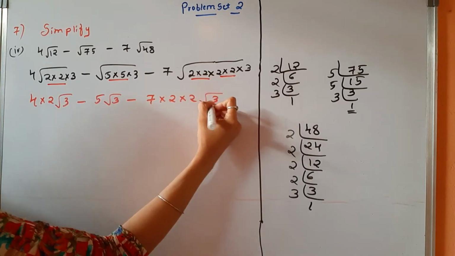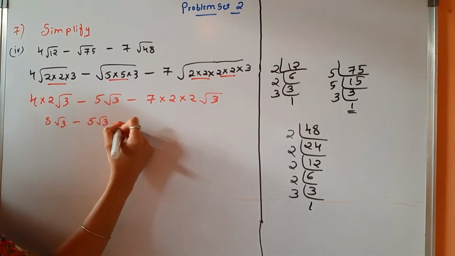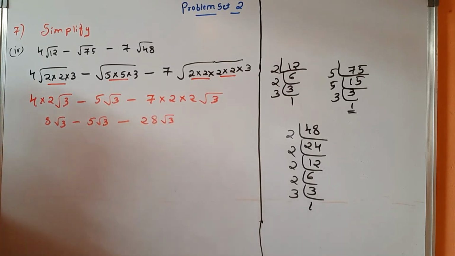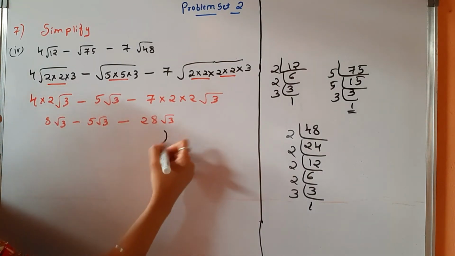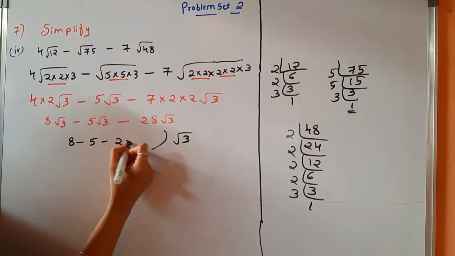Okay, 3. Now 4 2s are 8 root 3 minus 5 root 3 minus 7 2s are 14, 14 2s are 28 root 3. Now you know the next step: root 3 is common here. Root 3 we take out, 8 minus 5 minus 28.